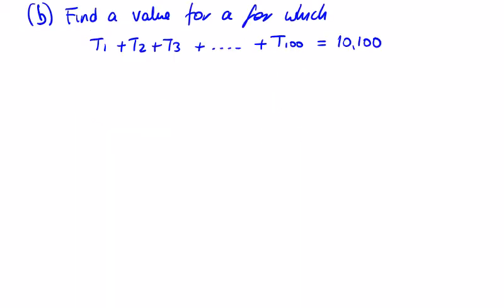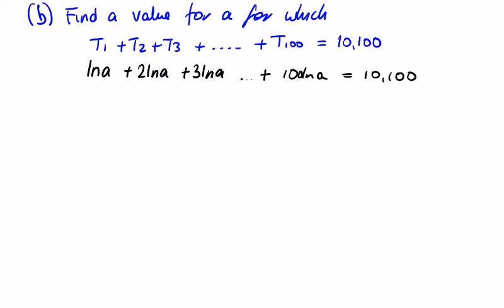So in part B, we're asked to find the value for a for which t1 plus t2 all the way to t100 is equal to 10,100. So we fill in what these are: ln a plus ln a to the power of 2, so that's 2 ln a, plus 3 ln a and so on, all the way up to plus 100 ln a, is equal to 10,100.